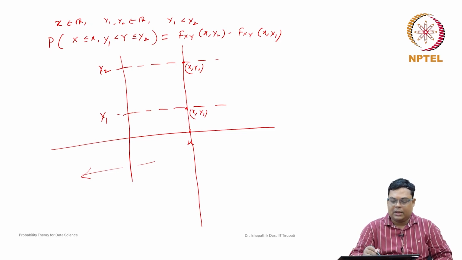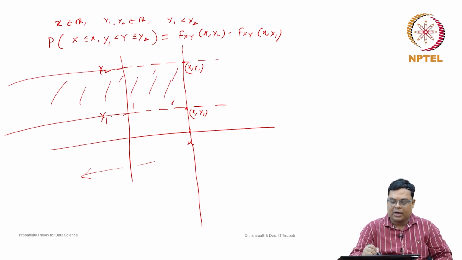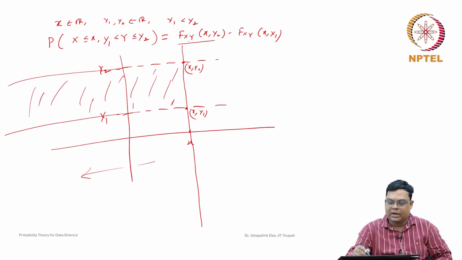Now, this probability is the probability of this region. So, x should be less than or equal to small x and y is between y2 and y1, y less than or equal to y2, this region. So, how will we get this region? What is this? The Fxy of x y2 is nothing but the probability that x is less than or equal to x, y less than or equal to y2.